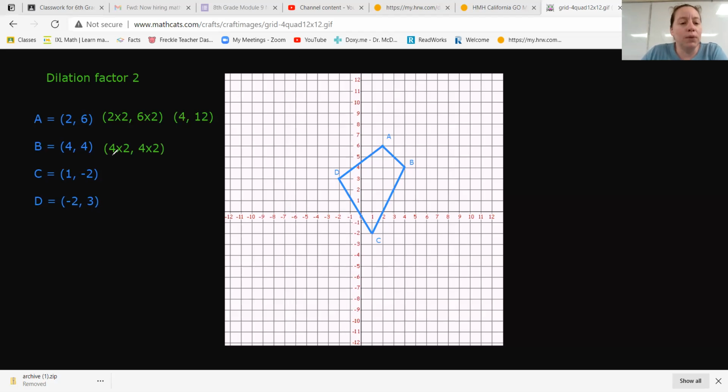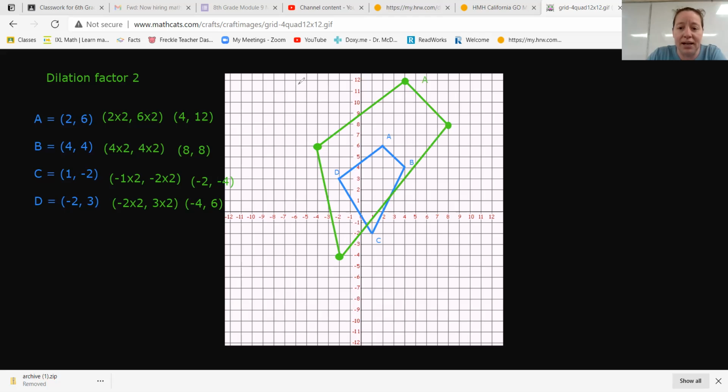For B, I have 4 times 2 for the X, 4 times 2 for the Y, which gives me 8, 8. For the C, I have -1 times 2 for the X, -2 times 2 for the Y, which gives me -2, -4. For letter D, I have -2 times 2 for the X, 3 times 2 for the Y, which gives me -4, 6. Then I come over here and I put in a point at 4, 12, a point at 8, 8, a point at -2, -4, and a point at -4, 6. I connect all the dots and add in my letters. So A prime, B prime, C prime, D prime.